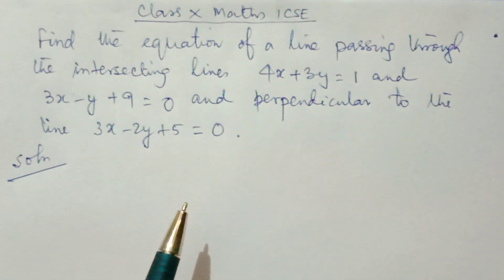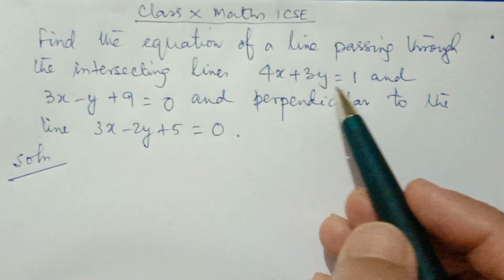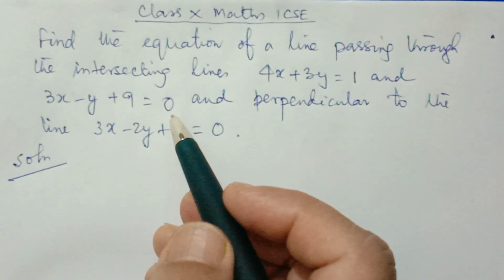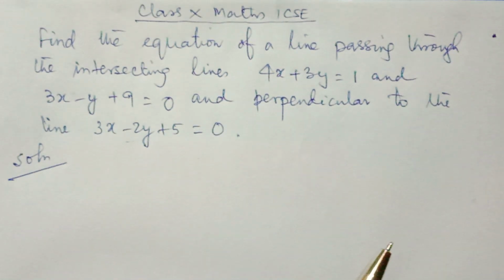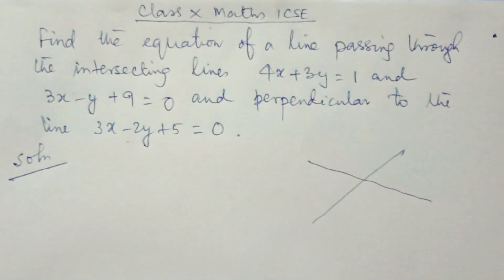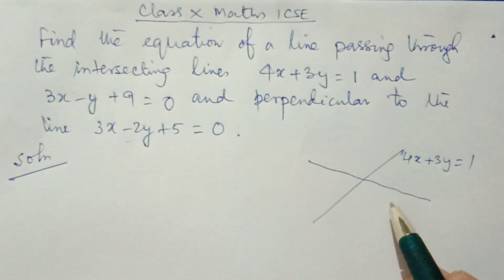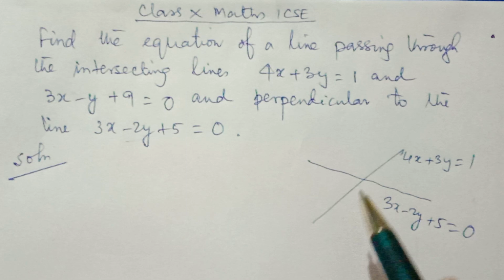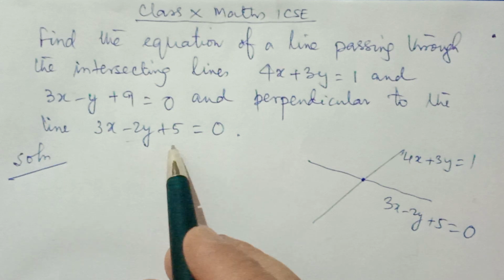Okay. The question is: find the equation of a line passing through the intersection of the lines 4x plus 3y equals 1 and 3x minus y plus 9 equals 0, and perpendicular to this given line. So the meaning is, these two are intersecting lines, so maybe like this: 4x plus 3y equals 1 and 3x minus 2y plus 5 equals 0. Then the required line is passing through this and perpendicular to this line.